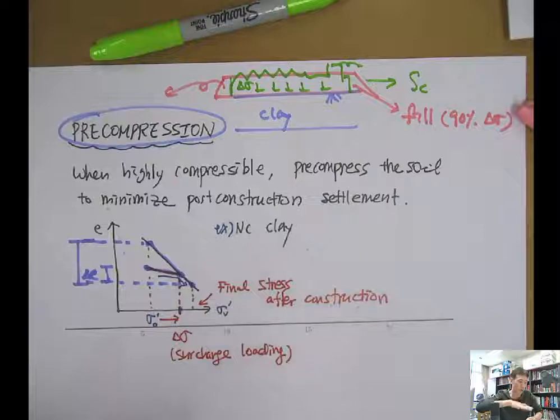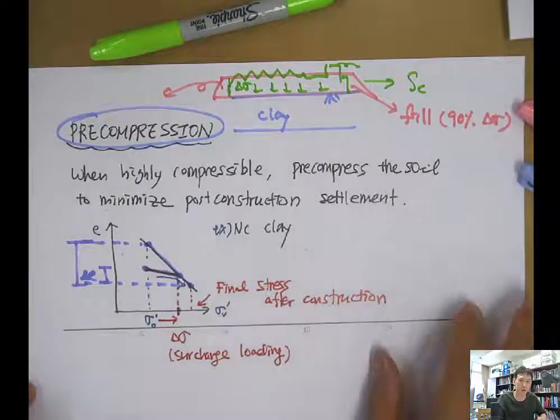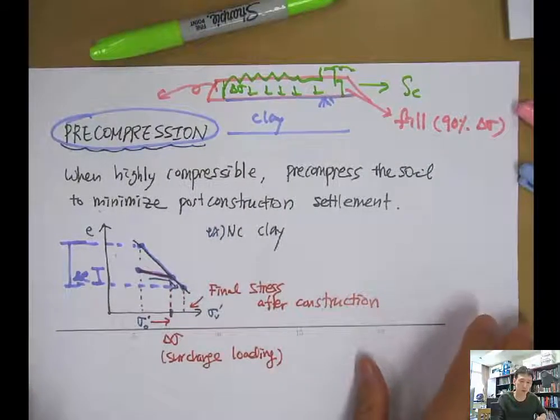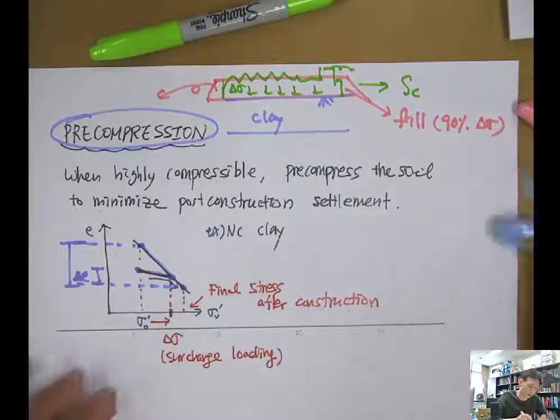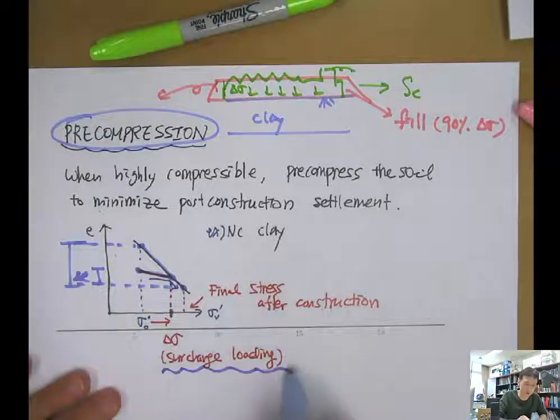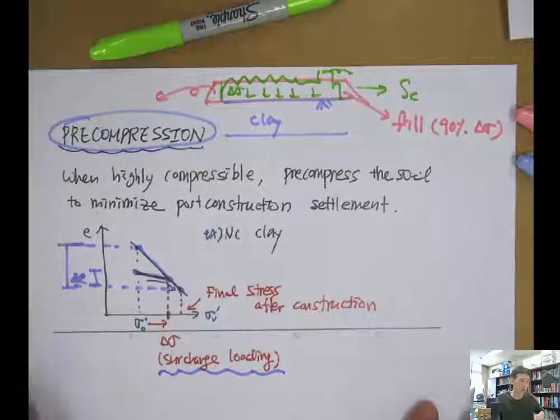So you apply a certain dead load and wait until it settles down, and then you remove the dead load and then build the real structure that you designed before. And it's also called the surcharge loading. Okay, and then in the next page it shows some example.